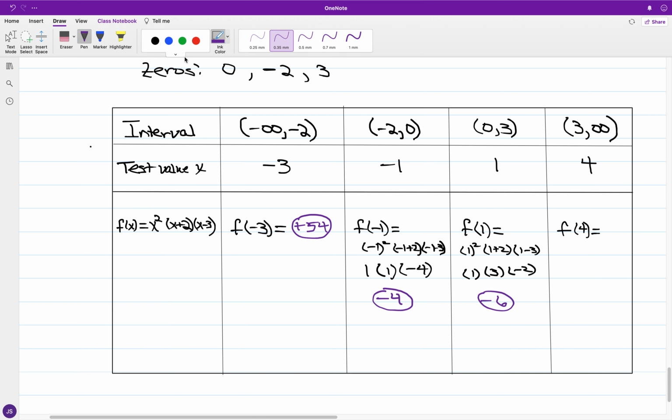And for f of 4, so you've got 4 squared times 4 plus 2 times 4 minus 3. So 4 squared is 16, and 4 plus 2 is 6. 4 minus 3 is 1. And 16 times 6 times 1, so that will be a positive 96.